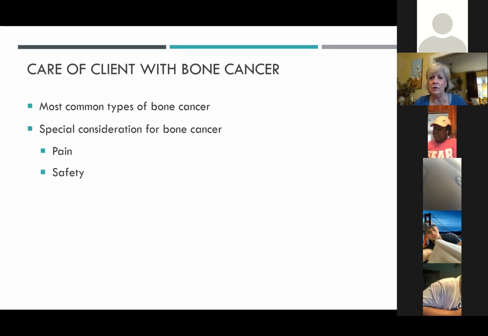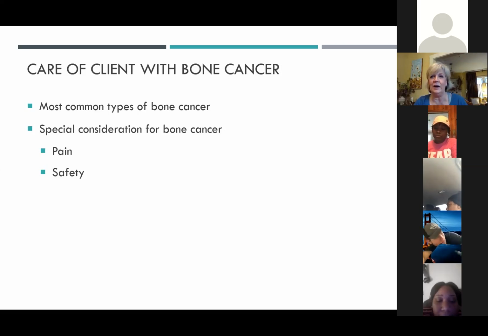Multiple myeloma originates in the marrow of the bone. So what do you think our diagnostic test is going to be for this cancer? Bone marrow biopsy. Bone marrow biopsy, that's exactly right. And consequently, that's going to be our treatment too: a bone marrow transplant or a stem cell transplant. And those are very successful. So just remember that with bone cancer, multiple myeloma is our most common primary site.